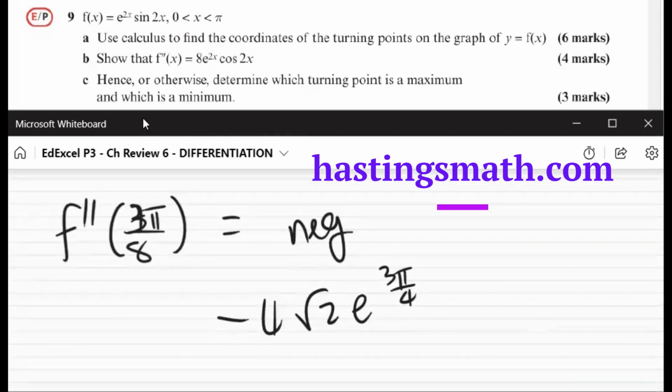I think that's what they asked: which is max, which is min. So if this one's max, the other one is min. The other one should turn out to be positive. We just quickly check.